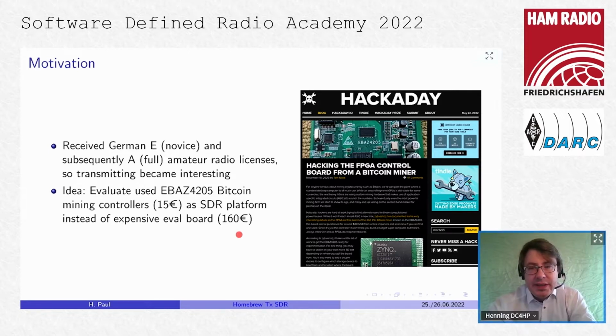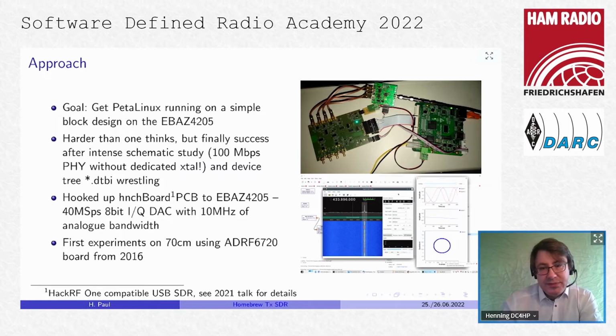So I checked if one can use these boards as a very inexpensive platform for software-defined radio. The main difference to the, say, real evaluation boards is that these Bitcoin mining controllers only have a 100 megabit Ethernet interface, in contrast to the gigabit interface that the usual FPGA evaluation boards have. So this proved to be a bit of a bottleneck later on, but I will show you how I came around this, say, restriction. So when I received this evaluation board, what I tried first was to get PetaLinux running.